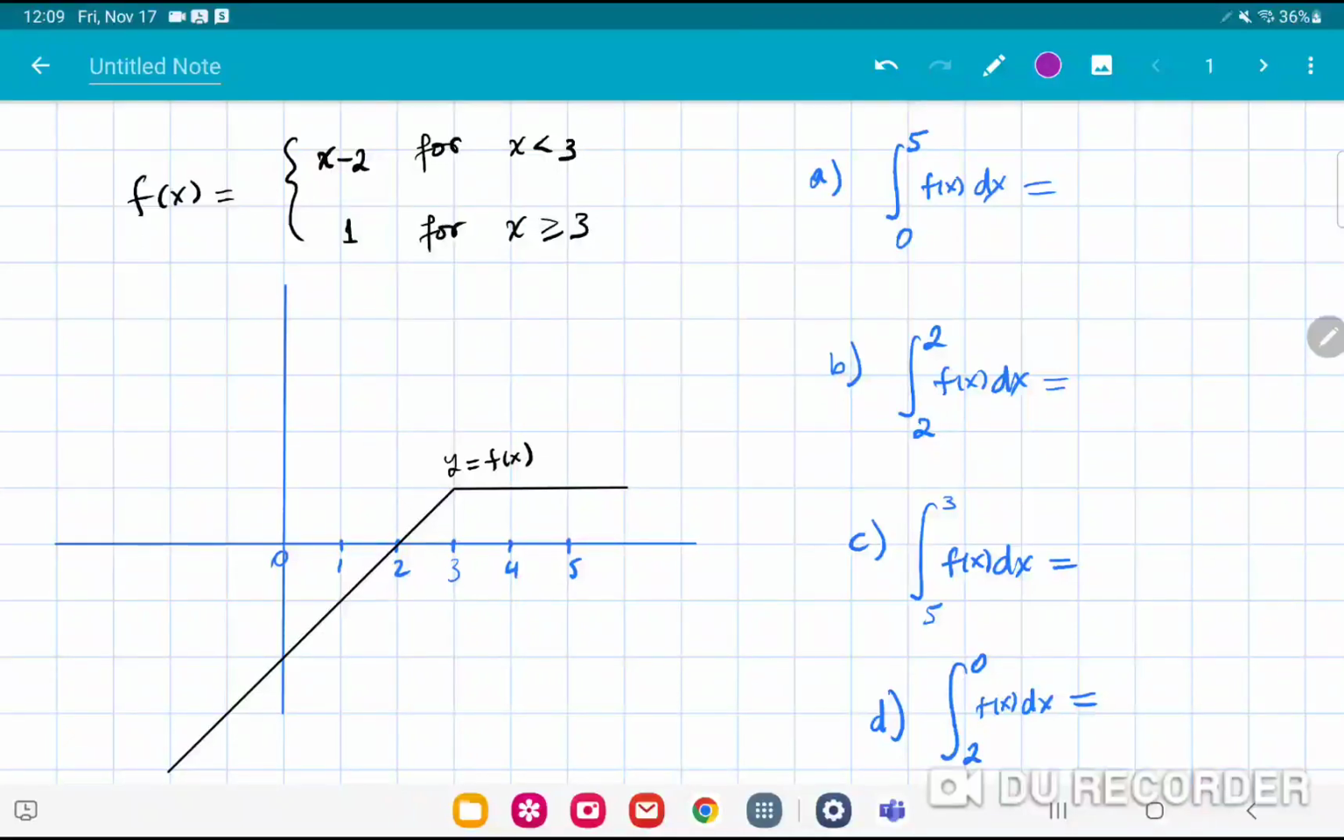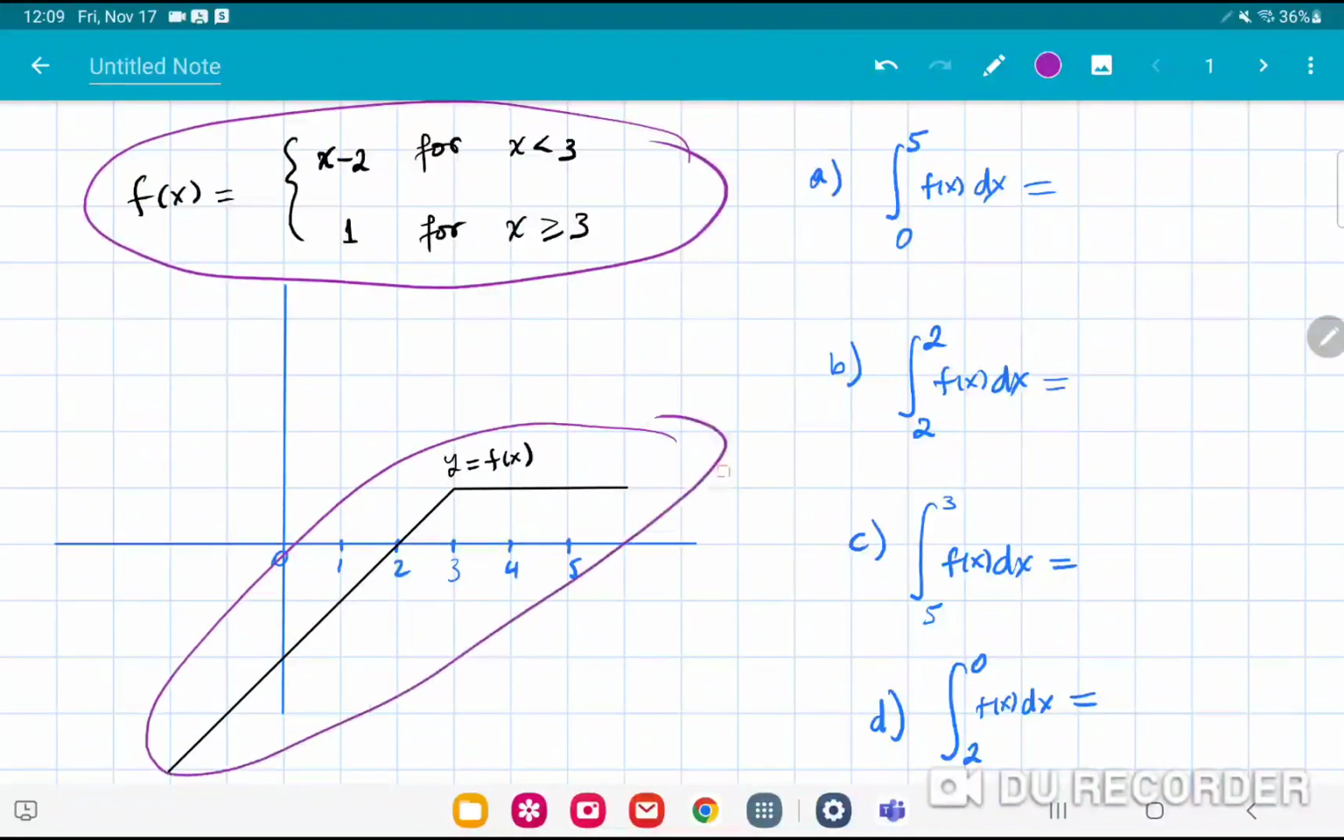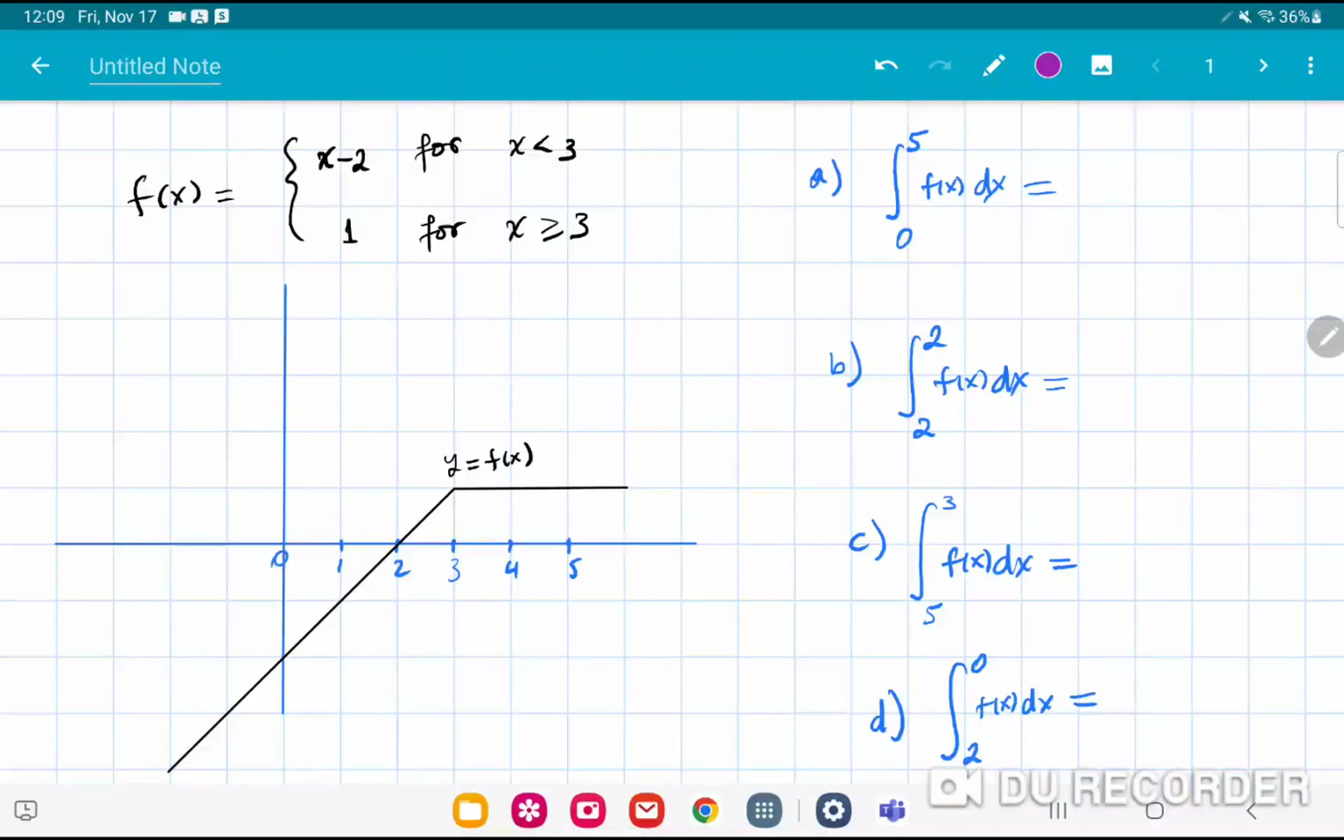In today's lesson, I will be doing a few more examples on this definite integral, that's the Riemann sum, the limit of the Riemann sum. So I have a few examples here. The first example is a function f of x equals x minus 2 when x is less than 3, and 1 when x is greater than 3. So this is the function. I drew the graph of the function ahead of time to save some video time.